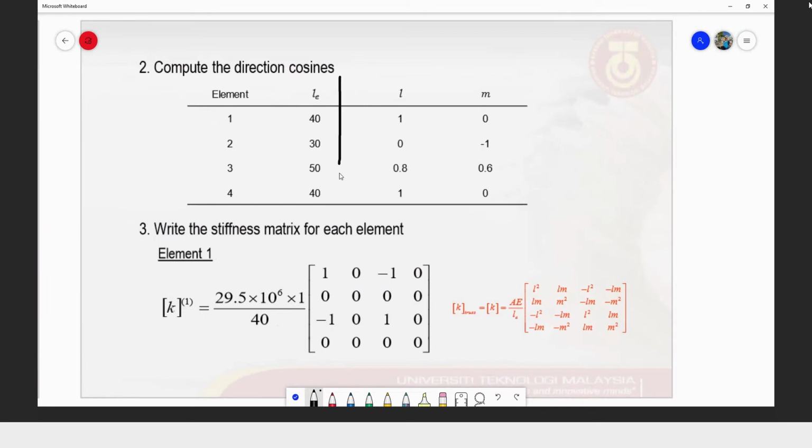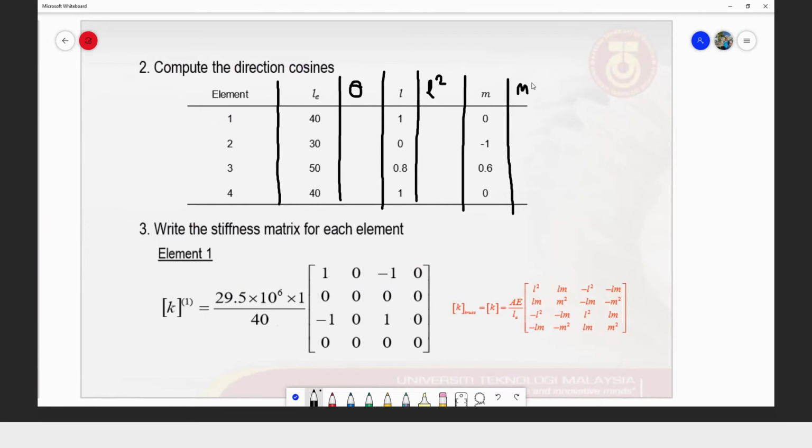Usually I like to put the angle theta here. And then L equal to cos theta. We have M equal to sine theta. And then we can have, I think I make it something like this. I have L, and I like to put L square there. And then I have M. Then I can have M square. Then I can have L multiplied by M.